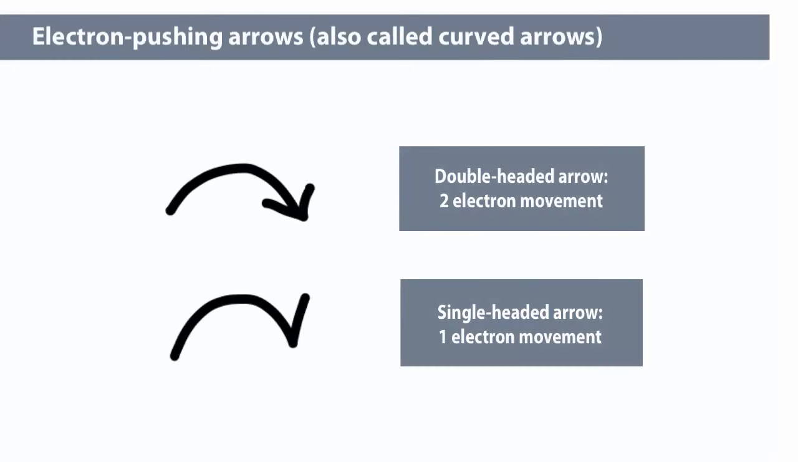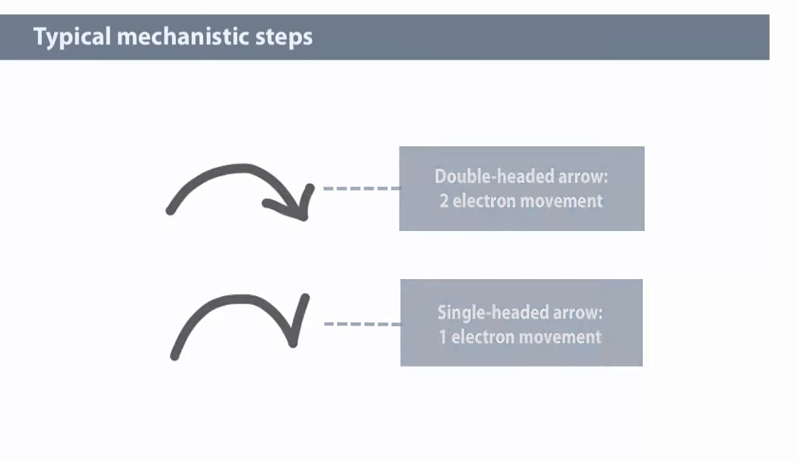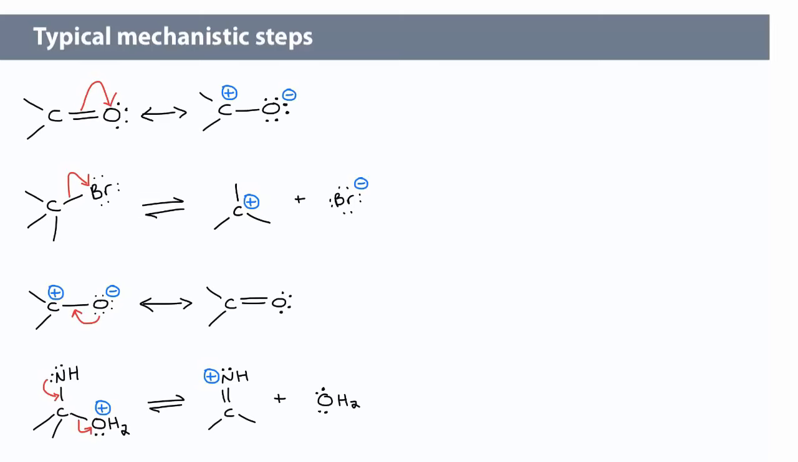Chemists use electron-pushing arrows as a language to depict bond-breaking and forming processes. These arrows, which are also called curved arrows, are used to explain, analyze, and predict chemical reactions. A double-headed arrow means that 2 electrons are involved, while a single-headed arrow, also called a fishhook arrow, means that 1 electron is involved. Here's a set of reactions that represent common mechanistic steps.